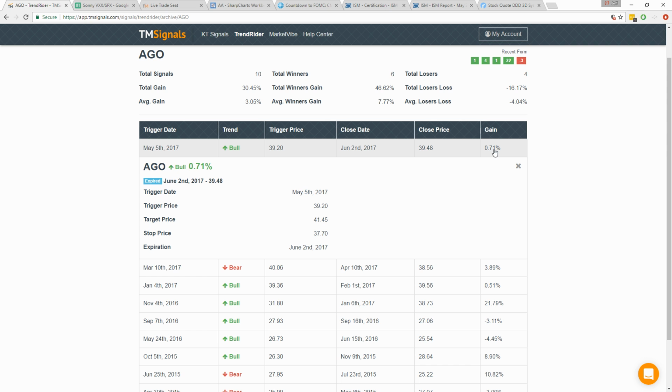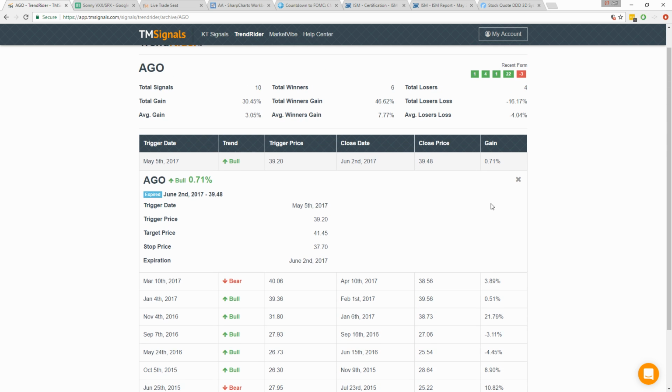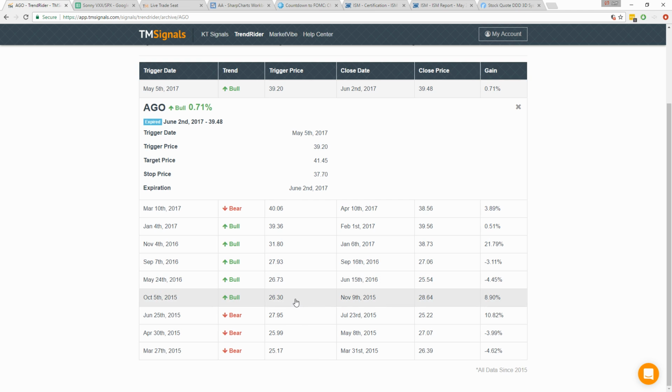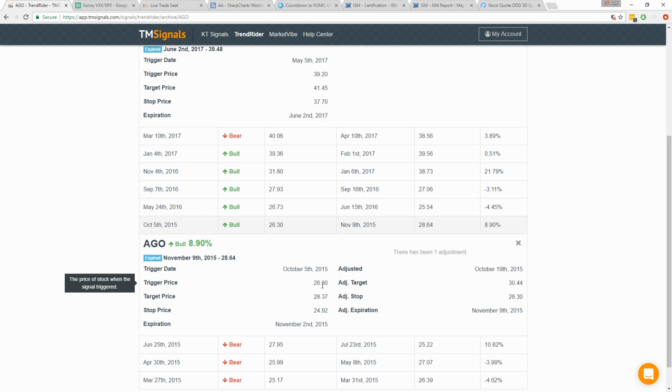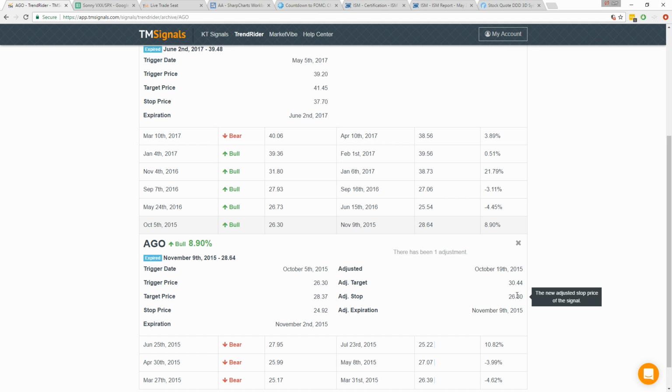When you have a stock, it doesn't really matter. You can replicate these gain and loss numbers very, very easily. With an option, it's not that simple. The gains can differ depending on which option you chose. Let's come down here to AGO. Here, the stock triggered on October 5th, and October 19th was its first adjustment, and then it closed out here in November.